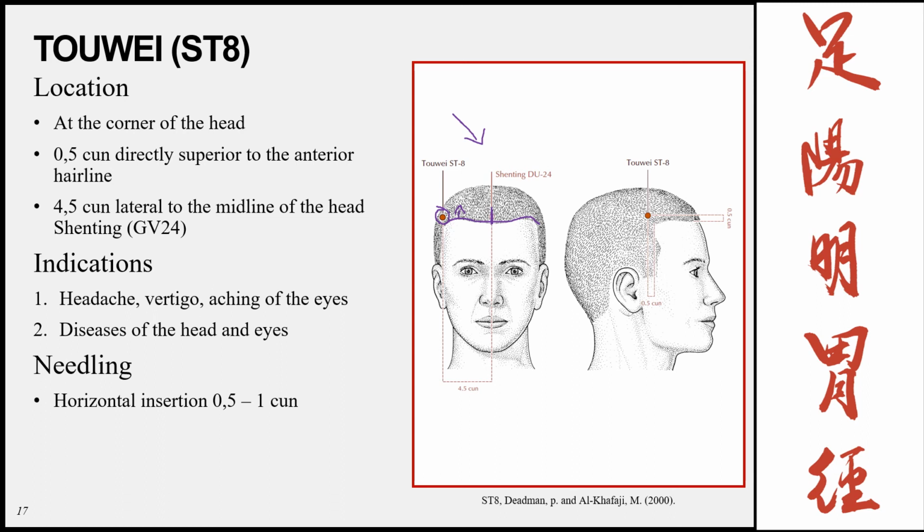And with this point, like many other points on the scalp, we change the angle of insertion to direct it towards the area we wish to treat. For instance, if we were treating aching of the eyes, our needle direction would be aimed towards the eyes in this direction. But if we were treating a parietal headache, which would mean the headache is in this region, our insertion could be more in this direction.